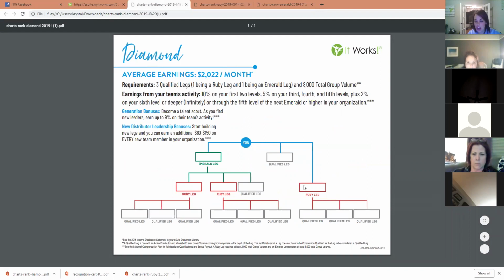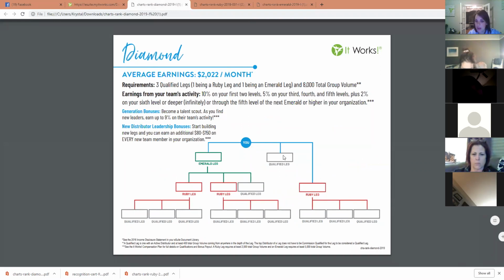We started with talking about how to go Ruby, and then we just talked about how to go Emerald, which is just 2 Ruby legs underneath you. You still have that 3rd leg, and with Diamond, same thing. You still have that 3rd leg underneath you. So now we're just doing it again, okay?